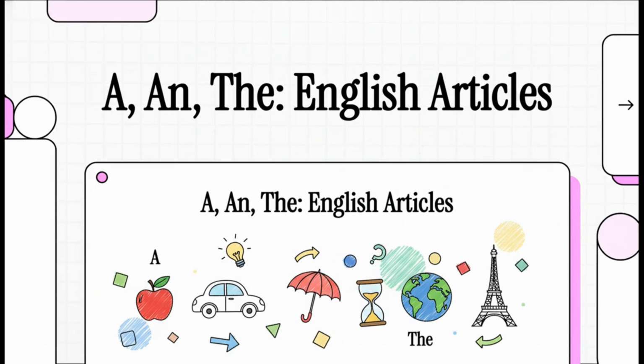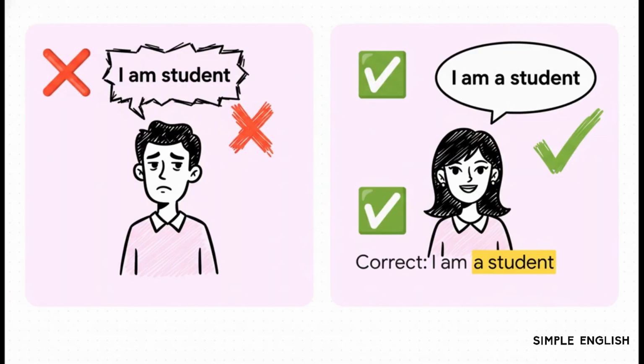All right, let's talk about three of the smallest, but seriously most important words in English. A, an, and the. I know, they can be kind of tricky, but stick with me, and by the end of this, you're going to have a super clear guide for using them like a pro. Let's jump in. First off, why do we even need to care about this?